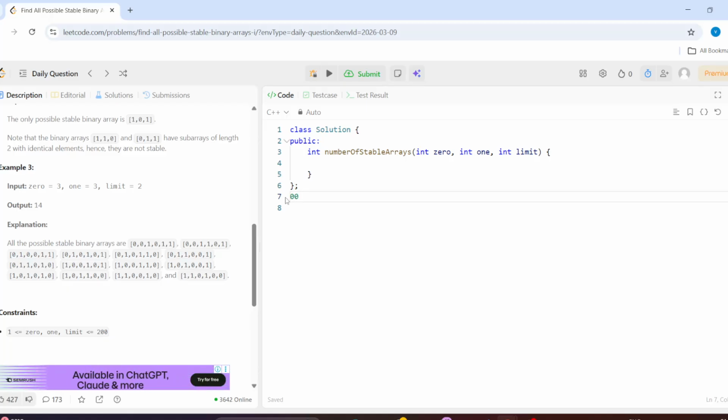So if we start with 0, we first check: is 0 less than the limit? If yes, then we can add 0, and one more option is we can add 1 also. Now we check again: is 0 less than the limit? No, it is not. Then we have to take 1 here.